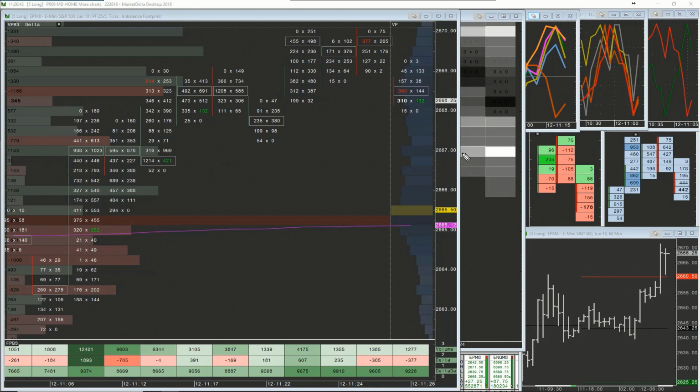So I love to watch correlations. I got 3 correlation charts on my setup. The first one here shows you equities. So these are different colors, represent different equities.